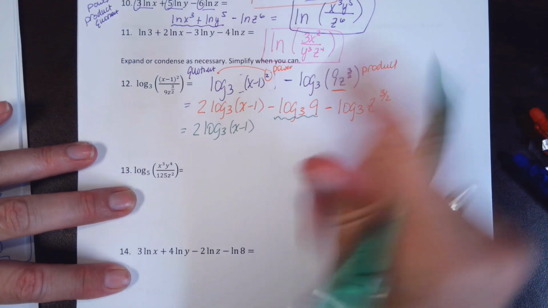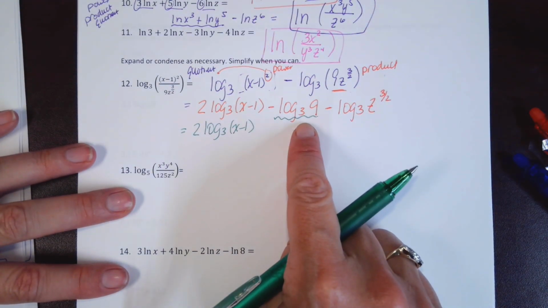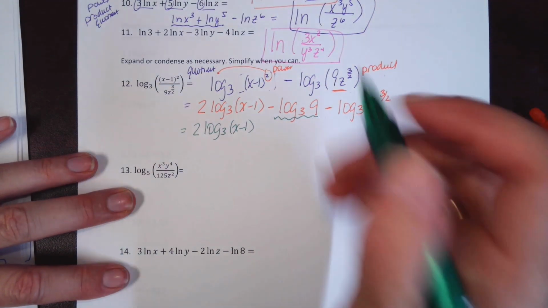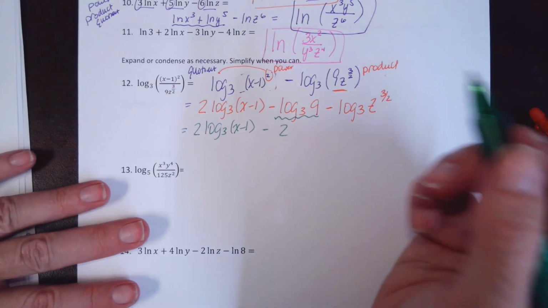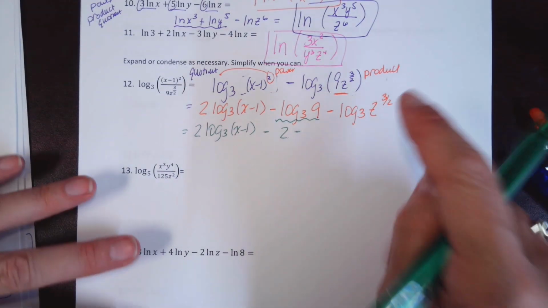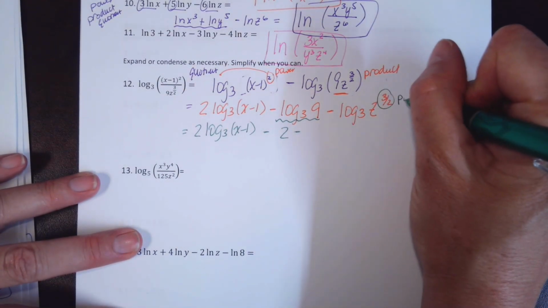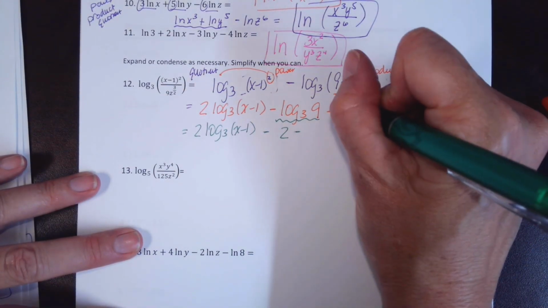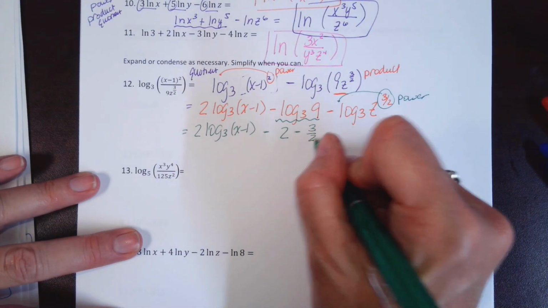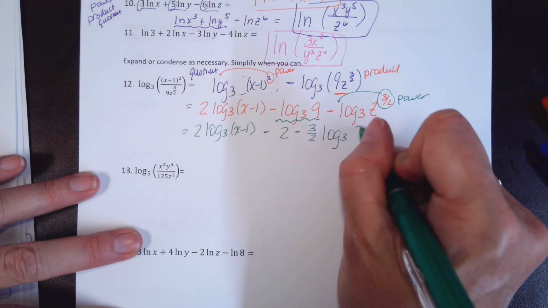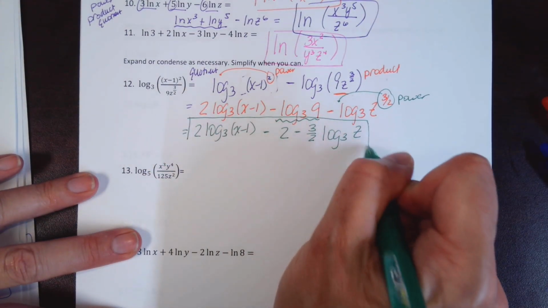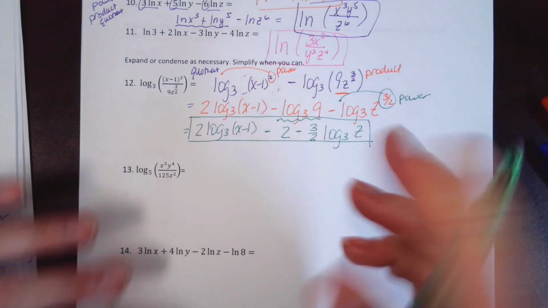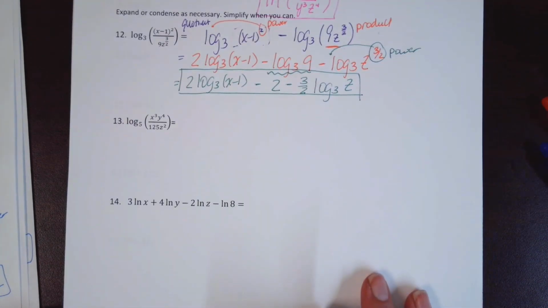This next expression, though, what is the exponent of 3 that gives me 9? Well, 3 squared is 9, so that becomes minus 2. And then this last term, I can use my power rule and pull that out front. So I've got 3/2 log base 3 of z. I don't have any values to plug in for variables, so we are done.